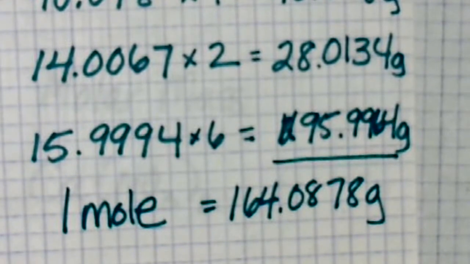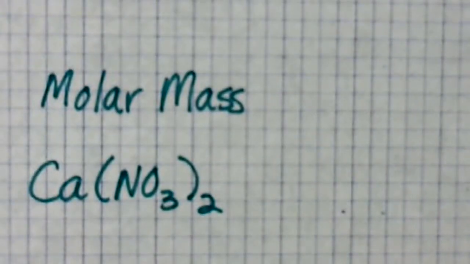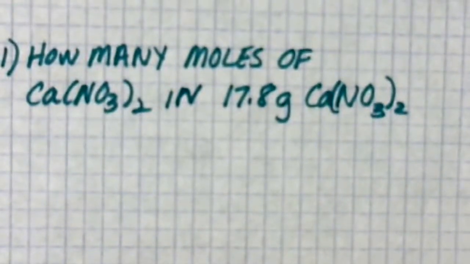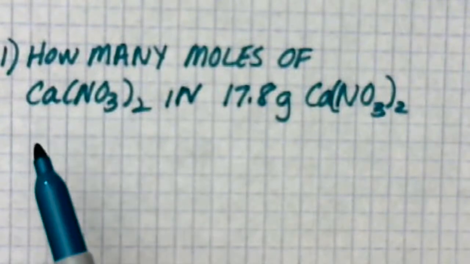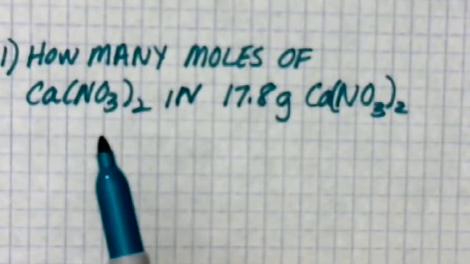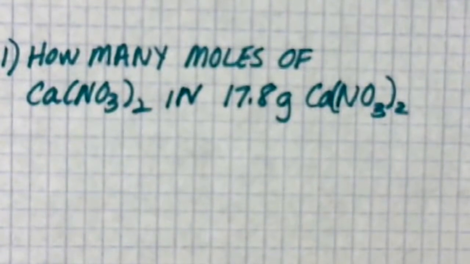So you can use these numbers to solve problems, and we did problems like this at the beginning of the year, except we used single elements. So now we're just changing it to using compounds. So let's try our knowledge of molar mass now to solve a problem involving calcium nitrate. You've done similar questions like this before. You might have answered in the past how many moles of calcium are in 17.8 grams of calcium, but now we're just going to change it to compounds. How many moles of calcium nitrate are in 17.8 grams of calcium nitrate?